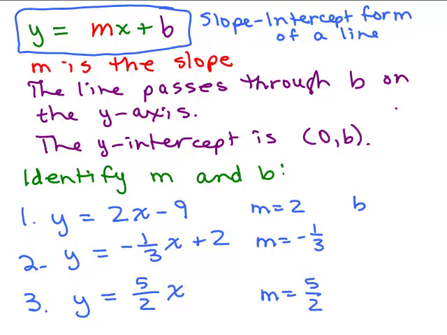Now let's identify b. Remember, b is where it crosses the y-axis. Okay, if I were going to write it as an ordered pair, you'd be writing the parentheses 0, b. All right, so for number 1, what's b? -9. For the second one, it's 2. And for the third one, you don't see anything. Well, remember, that means it's like a plus 0. So b is 0.